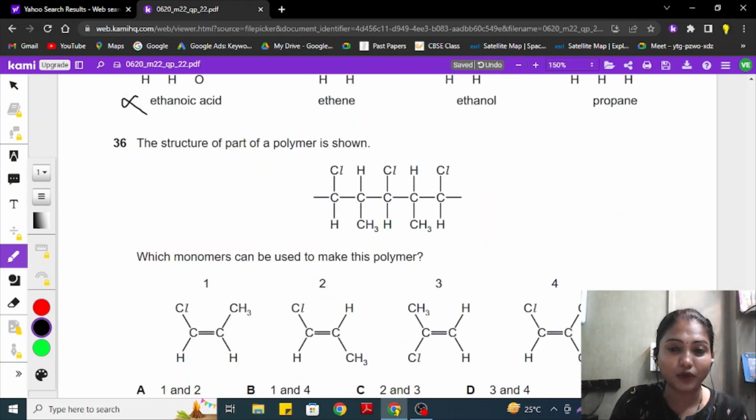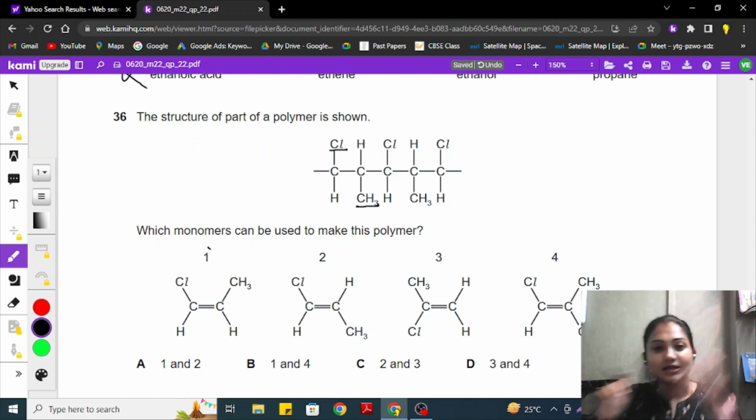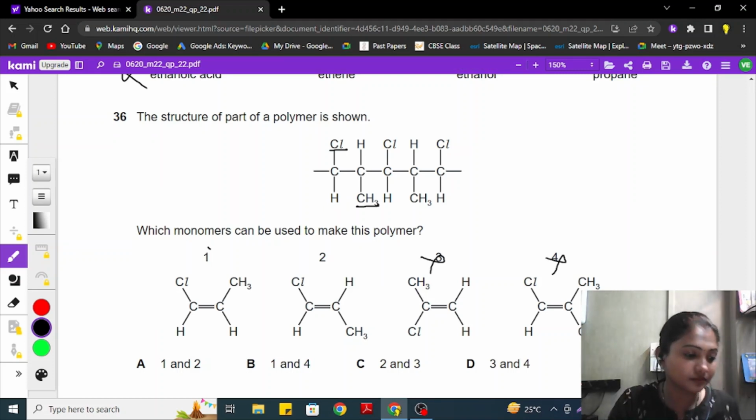The structure of a part of a polymer is shown here. Okay, let's see. Here we have a polymer. A CH3 methyl group is attached and chlorine is attached. Which monomers can be used to make this polymer? Now, if you see, they are attached in the trans form, not the cis. Cis we don't have, it's in the trans. So let's see which monomer. Now we have to choose more than one. This is definitely not, because they are attached in the trans form. This is also not. So for 36, if I am not wrong, just a second. For 36, the correct option is A.